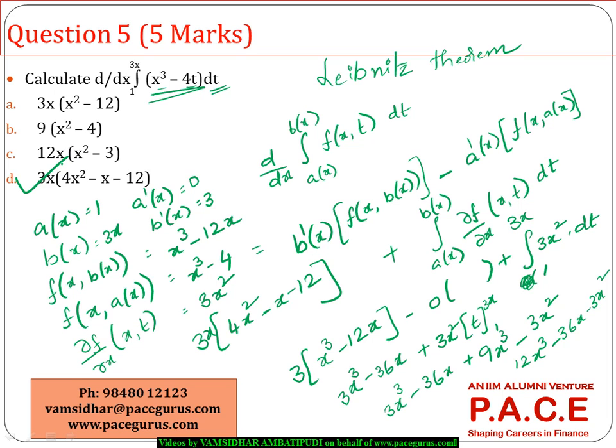You can take some other numbers also and you can quickly work out the usage of the Leibniz theorem. But the moment you understand the formula, b dash of x into f of x comma b of x, minus a dash of x into f of x comma a of x, plus integration of dou f by dou x with respect to t within the intervals a of x to b of x. So whenever we are slowly able to solve this kind of numerical, it becomes very comfortable to get 5 marks, especially in this kind of questions.